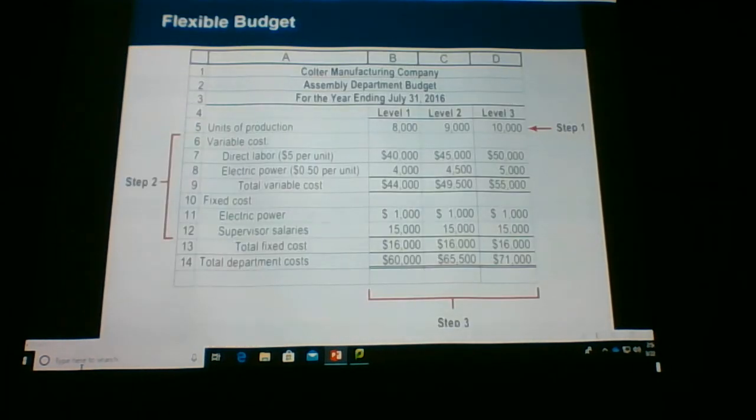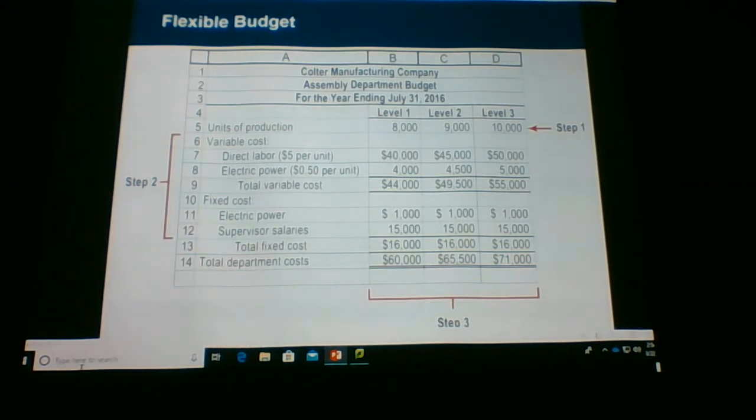And we do. So we've got this company and we're looking at the assembly department, and we have levels 1, 2, and 3, okay? And it looks like what we're doing here is we're starting with units of production, and that makes sense because what we're trying to determine here ultimately is total department cost for the assembly department. So here we have 3 levels. We could have 4, we could have 5, we could have 2.